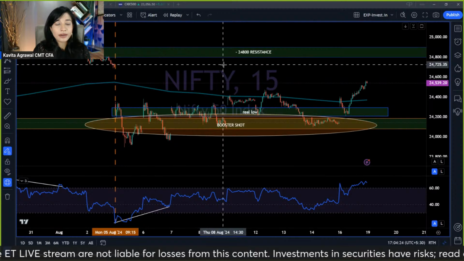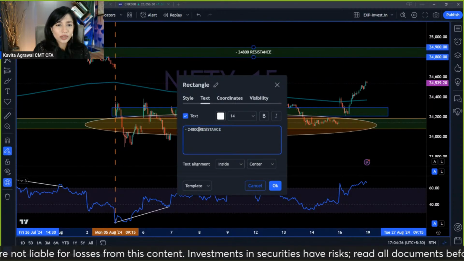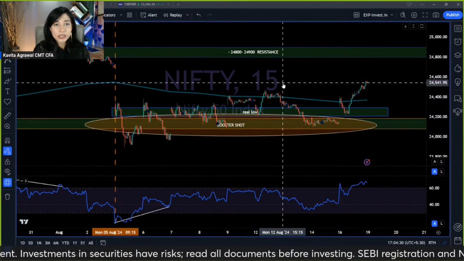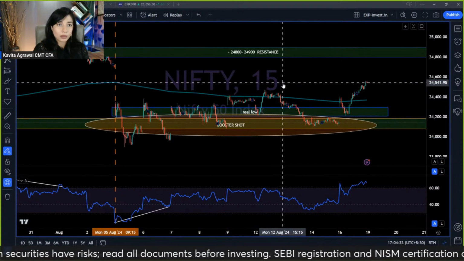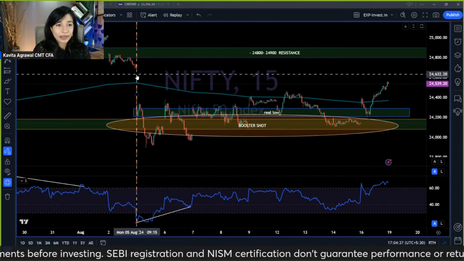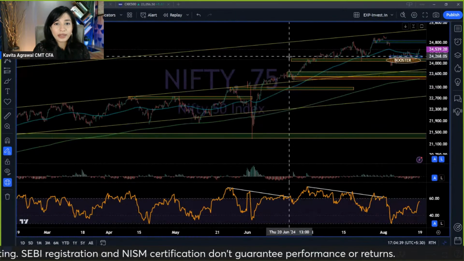So 24,800 becomes my new resistance. I would say 24,800 to 24,900 becomes my new resistance that I need to look out for as per my short term analysis. What is the next higher time frame telling us? Let's go to the 75-minute time frame.